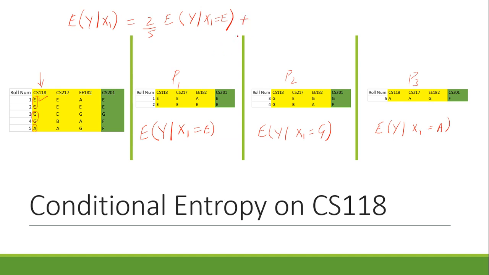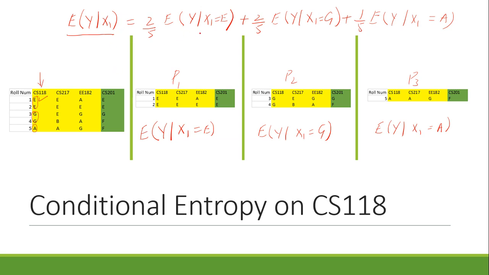Then for good, I would add the entropy of the second partition with its probability, that is again two values out of 5, times the entropy of Y given x1 has the value good, plus, now we have only one A, so 1 out of 5 times the entropy of Y given x1 is equal to A. So that would be the weighted average of the conditional entropies, and that weighted average would be the entropy of the column Y conditioned on the x1 column.